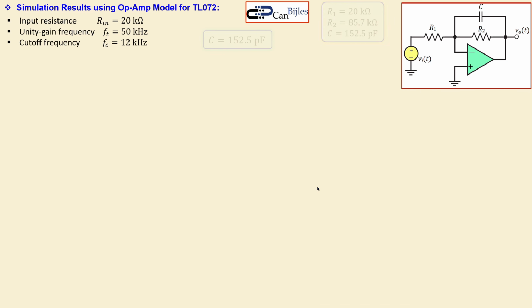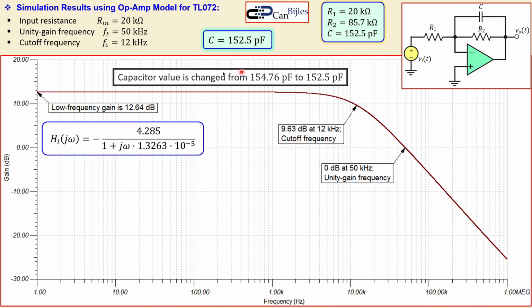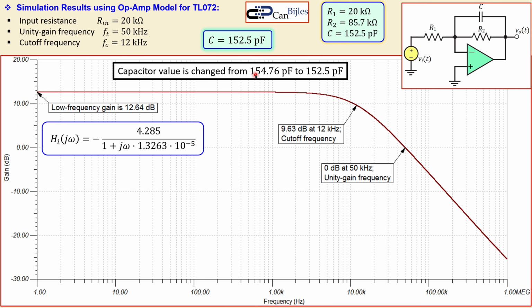Okay. Now, what is possible in order to get that 50 kilohertz for the unity gain frequency and also the cutoff frequency of 12 kilohertz? You can say, let's adjust something. Now, that is, in this case, the capacitor that is predominantly affecting these two values. So that is now adjusted. In this case, we have this plot, and then the capacitor value is now changed from the initial value of 154.76 picofarad to 152.5 picofarad. So it's lowered in order to get the right unity gain frequency and the cutoff frequency. Just trial and error. So there is no exact science in this one.